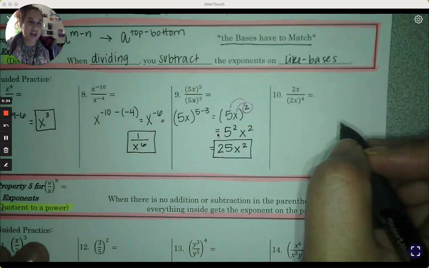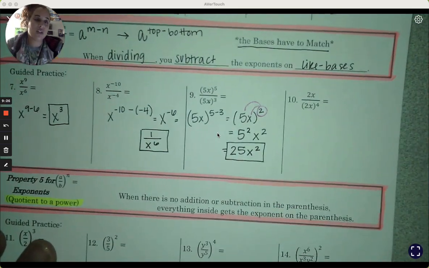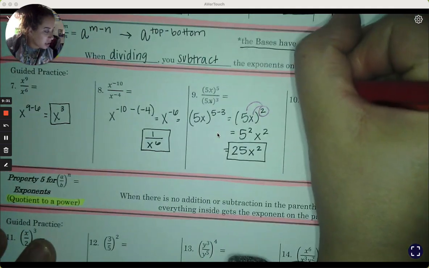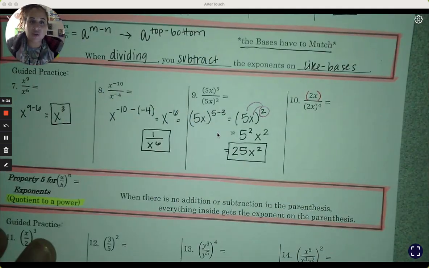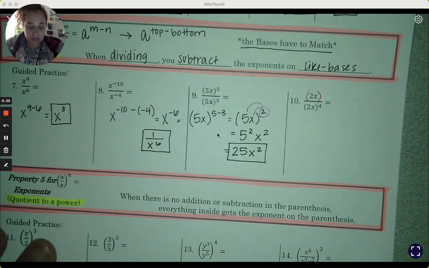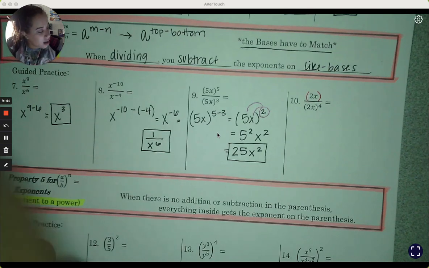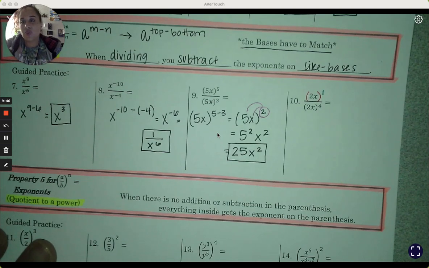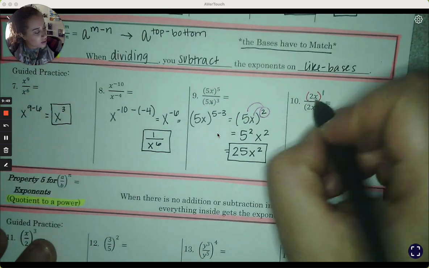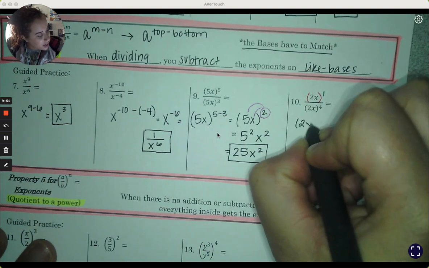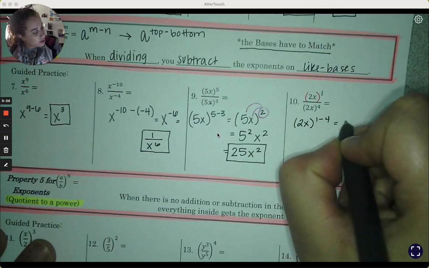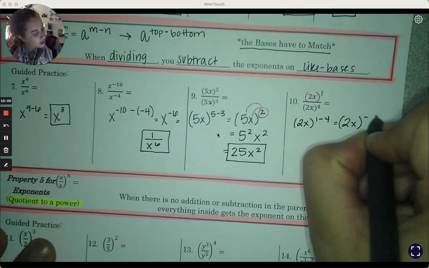And number 10. First thing I notice is on the bottom we have 2x in parentheses, and on the top we don't. So I'm going to put that 2x on the top in parentheses. I also noticed that there's no exponent on the top. Or is there? So if there's no exponent that's listed, it's always the imaginary 1. The unwritten 1. So we're still going to subtract. So we have 2x to the 1 minus 4, top minus bottom. So we get 2x to the -3.